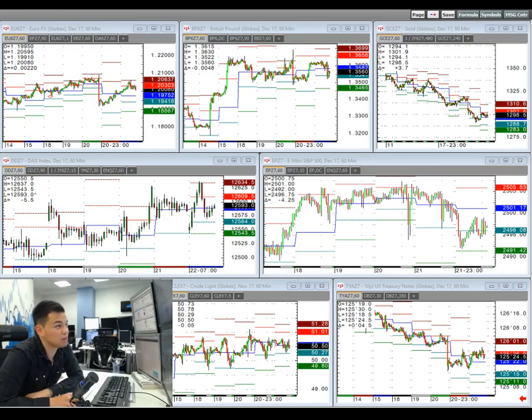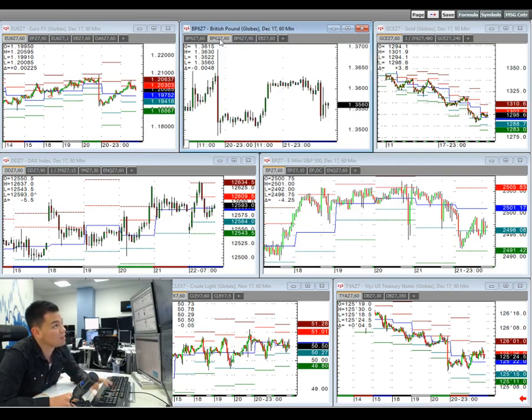Alright guys, 5:30 here in London. Let's have a look at the main moves in the market for the day and for the week as well.